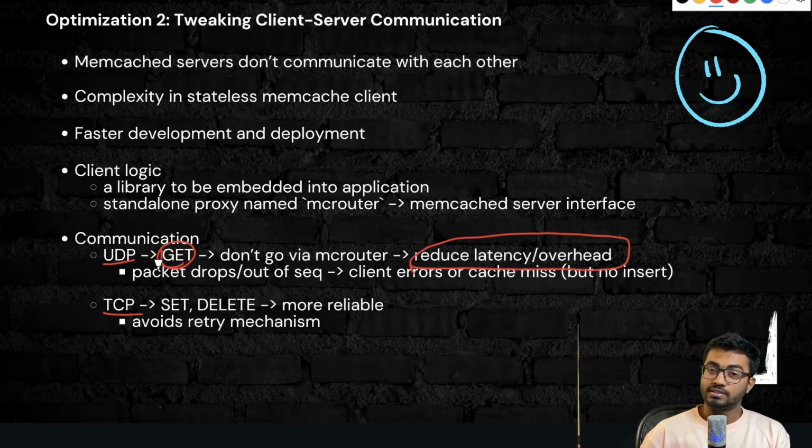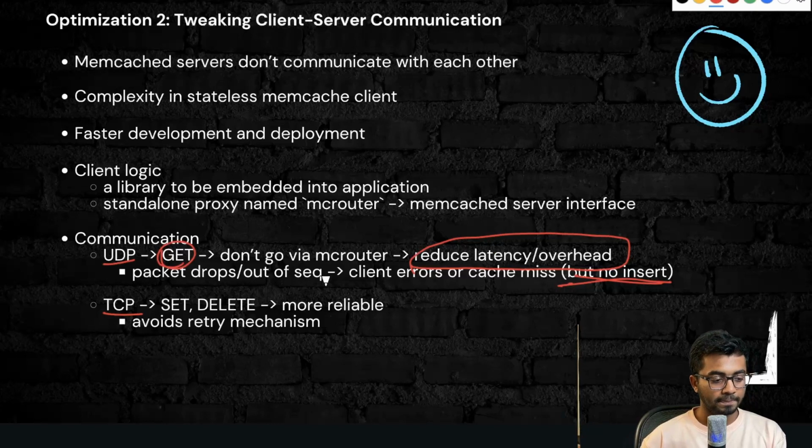There will be obvious cases of packet drops in the middle or out of sequence responses, but the client treated them as errors or cache misses. But as it was already requesting the backend services or the database, the cache was not updated. That means those requests didn't fire another request to the database to find the actual value. So there was no insert operation to the cache. Though there was a cache miss, there was no insert in the cache.